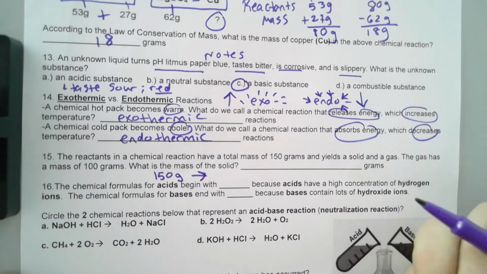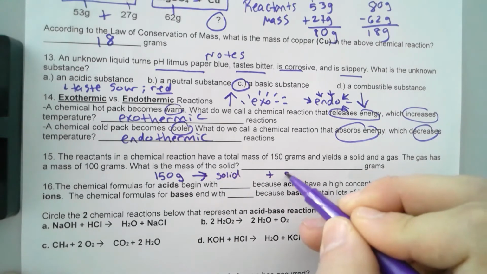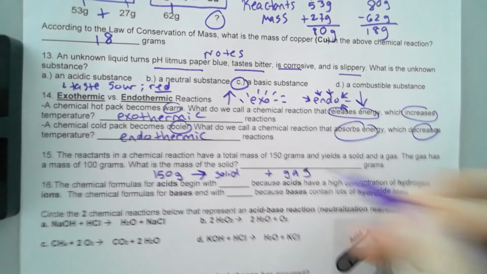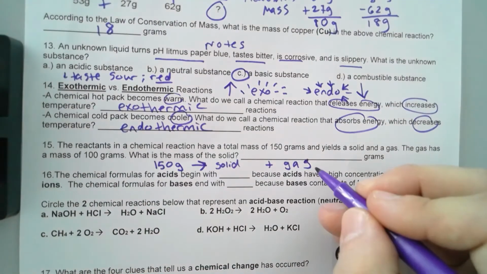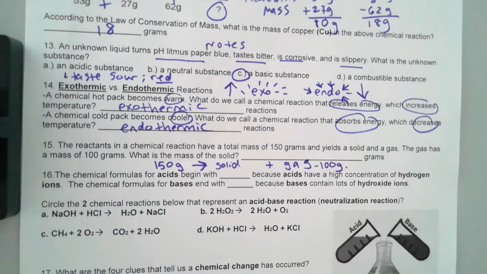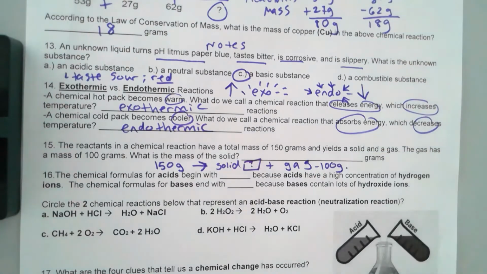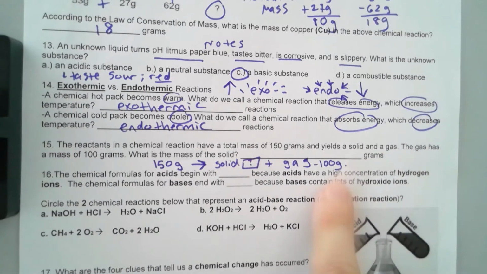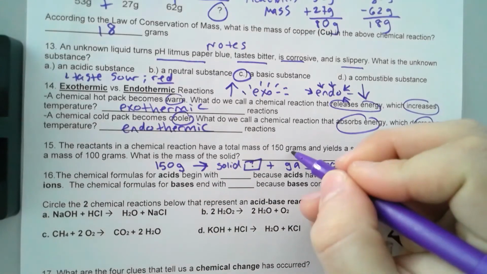And it makes a solid, and it makes a gas. Okay? It always helps to sort of write it out and explain your thinking with your words, with your writing. The gas has a mass of 100 grams. What is the mass of a solid? So it's asking you, what is the mass of this product? If you start with 150, you end with 150 grams. Perfect, you got it. So 100 grams here, so this obviously has to be 50 grams.